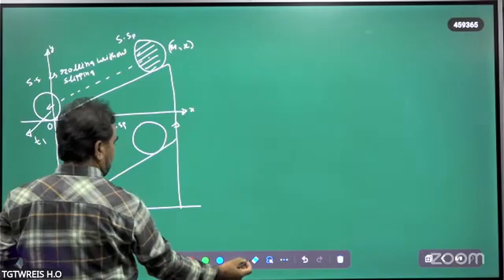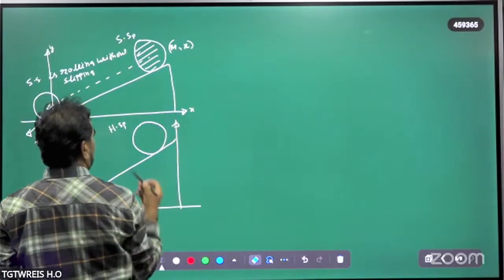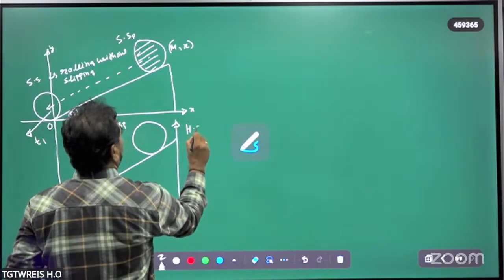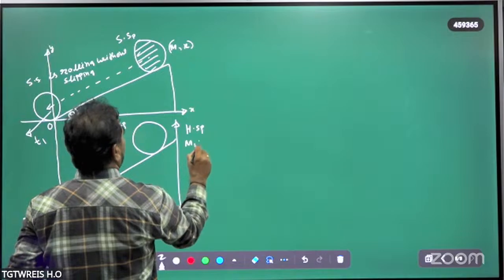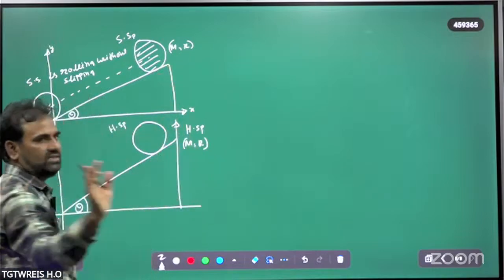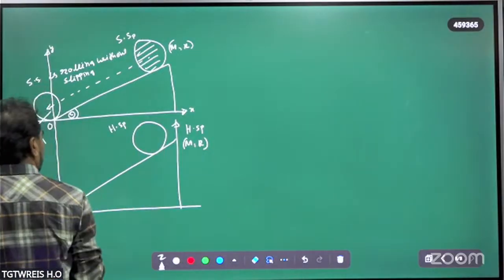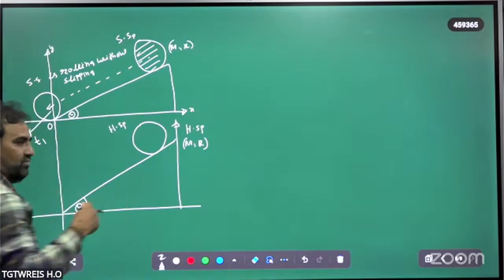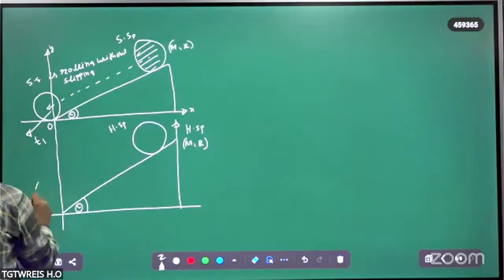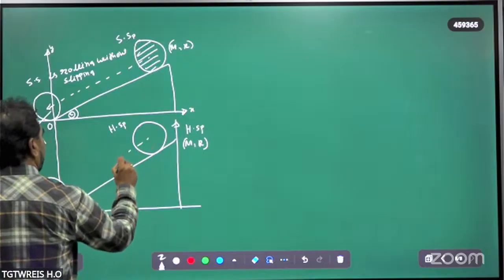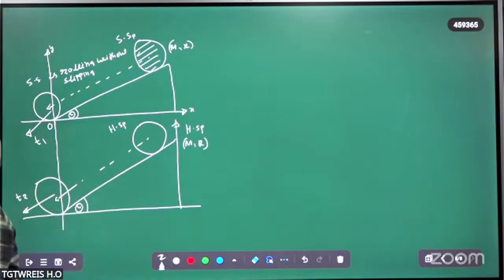What is the second one? Second one is a hollow sphere. I have taken a hollow sphere having the same mass and same radius. Mass and radius do not change. They remain constant only. So it is also rolling in the downward direction without slipping. When it reaches the bottom, it has taken time t2. So what is the relation between t1 and t2?